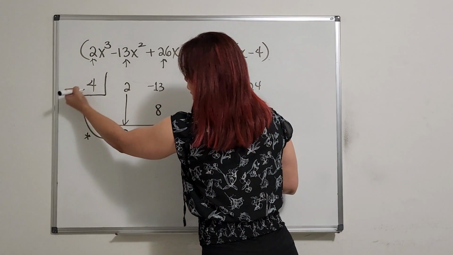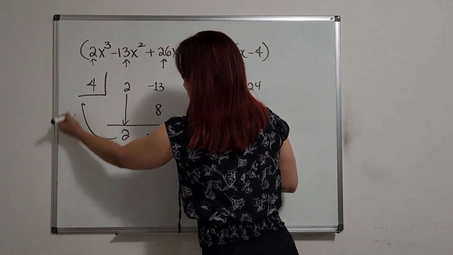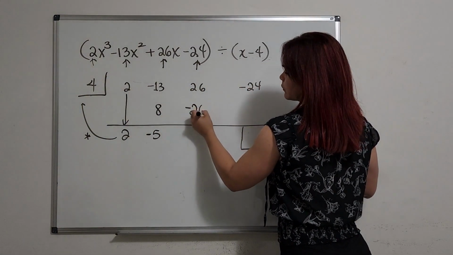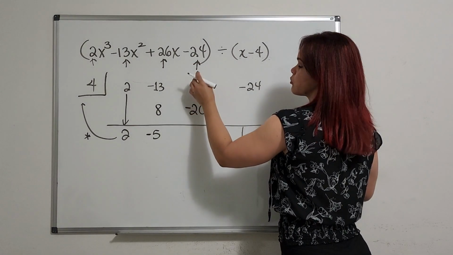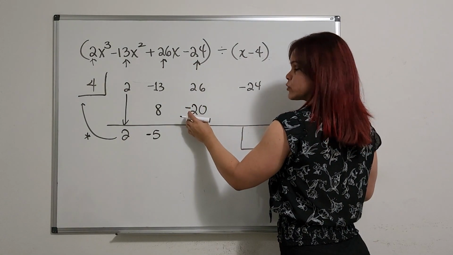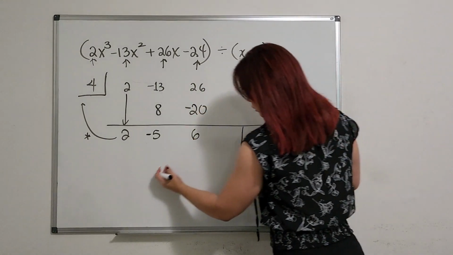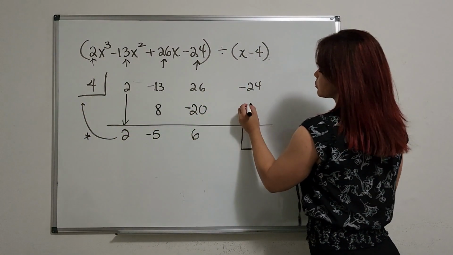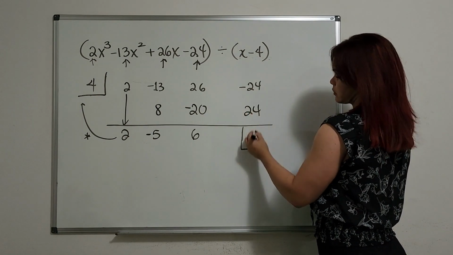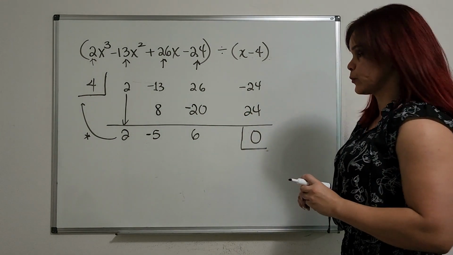And then I multiply. So it's going to be negative 5 times 4, which is negative 20. And then I add. This is 26 plus negative 20, which is the same as 26 minus 20. I have 6. I repeat the process. 6 times 4, which is 24. And then I add. And I have that the remainder is going to be 0.